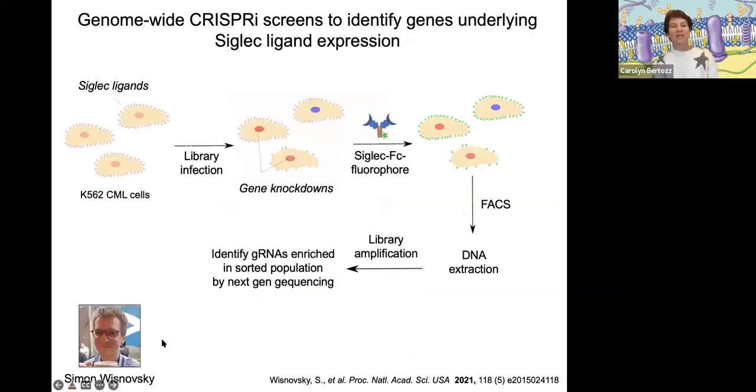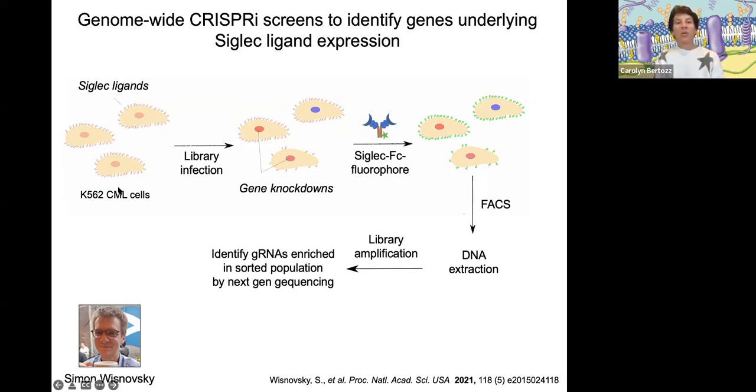So a former postdoc named Simon Wisnowski, who's now a new faculty member at University of British Columbia, decided to start de-orphanizing Siglecs and identifying their biological ligands using unbiased CRISPR screening platforms. And he started by taking a cell line called K562. It's a chronic myelogenous leukemia cell line, where we knew from just doing flow cytometry binding studies in our lab that these cells were able to bind different members of the Siglec family. So they expressed ligands for Siglec-7 and Siglec-9, for example.